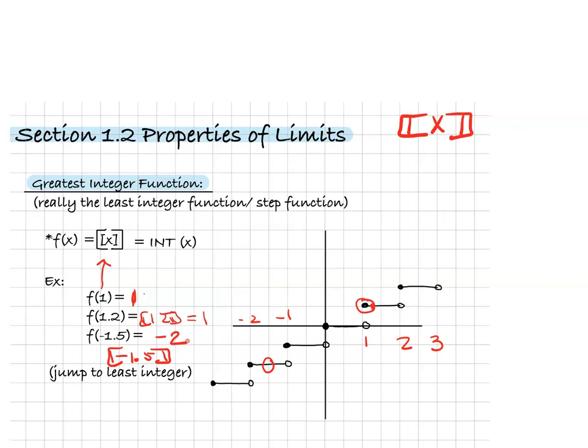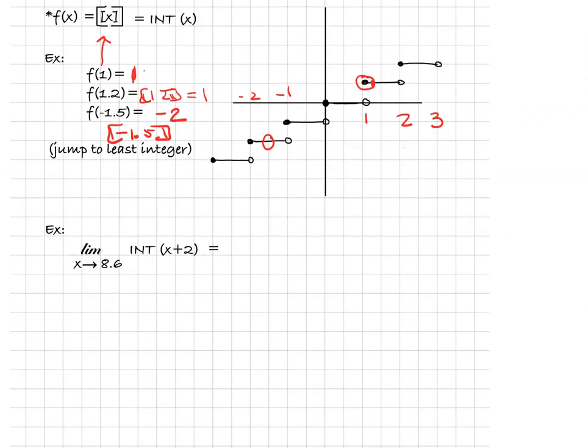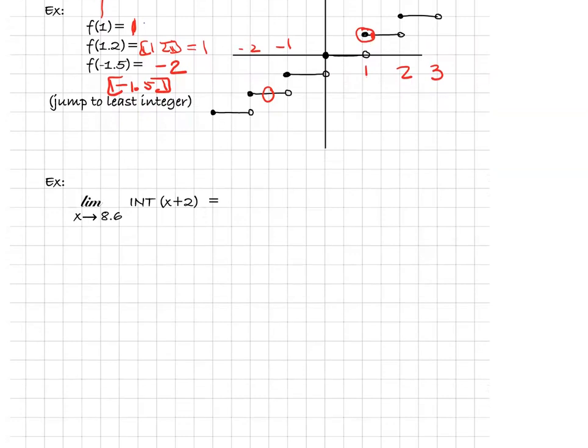Let's look at what's going to happen when we look at our limits at those. Another shorthand is to use a capital INT here. And when I go to plug in 8.6, just remember how to do this. I'm either going to use this notation or I can do the double brackets. So this would be INT of 8.6 plus 2. Just like with anything, follow your order of operations.